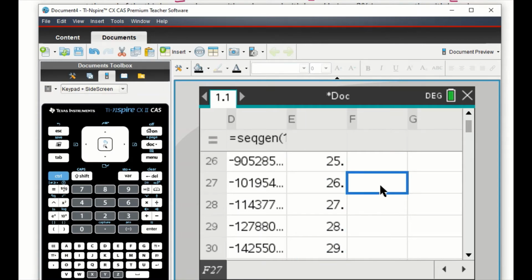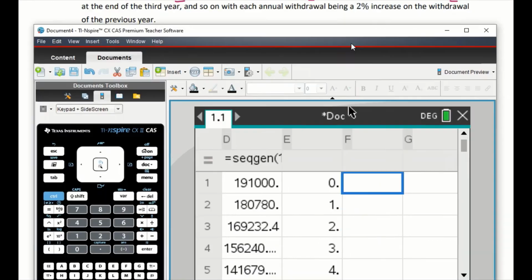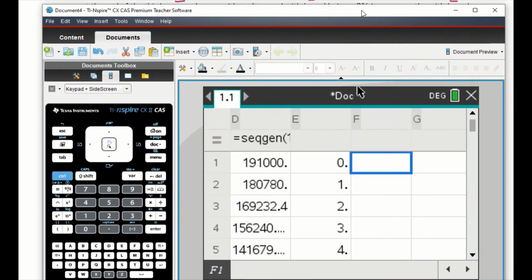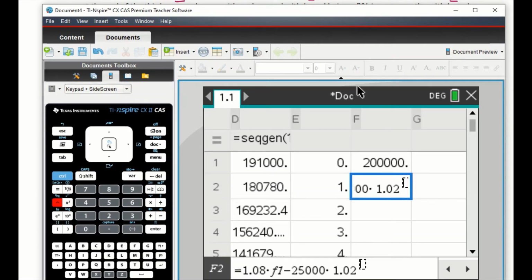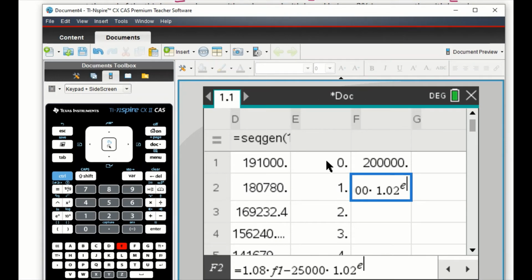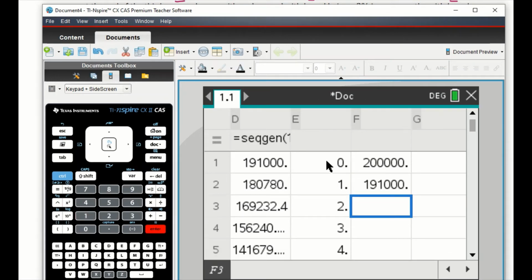Okay, then after that you go back again. So you can write down our T0 here, which is our 200,000. Okay, so how do you get your T1? You use 1.08 to multiply our F1, then minus 25,000 multiply 1.02 to the power of, you are using this value, right? So that's why E1. Then just press enter. You should be able to get exactly the same value here.